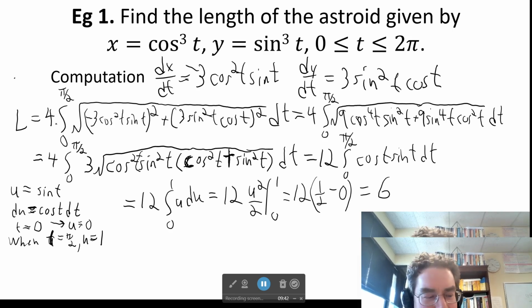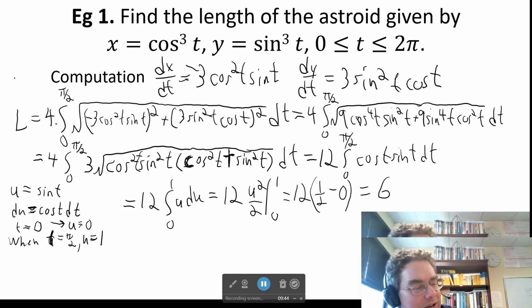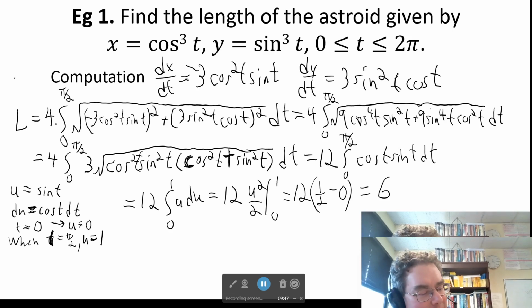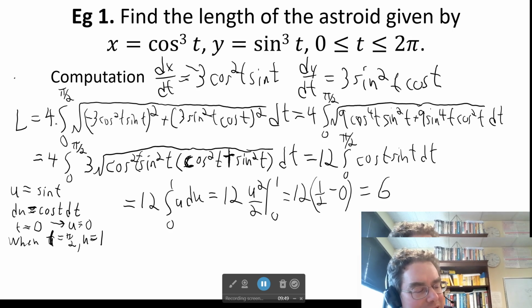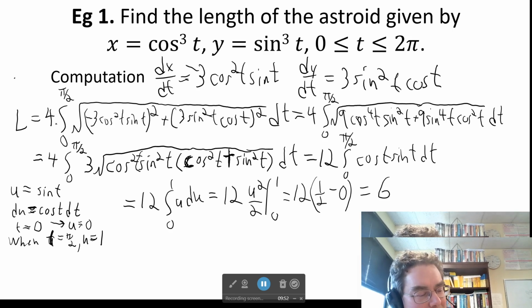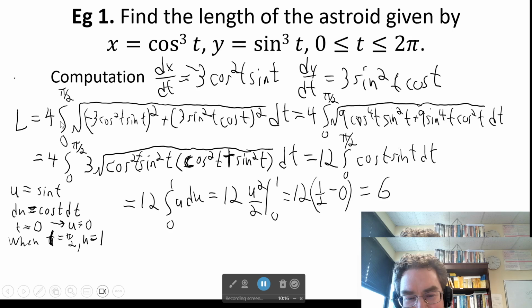It's interesting when you think about it. It's kind of got a little bit of a circular, like a flipped circular feel to it. But a circle of radius 1, that would be 2 pi around. That's about 6.28. So this is a little bit shorter around, a shorter length than the circumference of a circle would be if it had that same sort of radius that the asteroid does. Okay, so that's example 1, first example of computing arc length, and we got 6, amazingly enough.